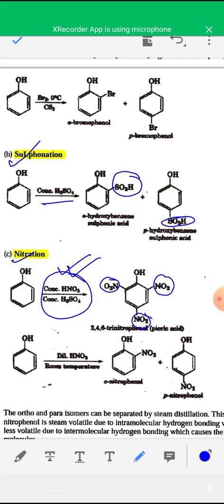It is also called picric acid. Trinitrophenol, it is also called picric acid. When phenol is treated with concentrated nitric acid and concentrated sulfuric acid, you will get 2,4,6 trinitrophenol. You have to practice all these reactions, very important reactions, electrophilic reactions of phenols.